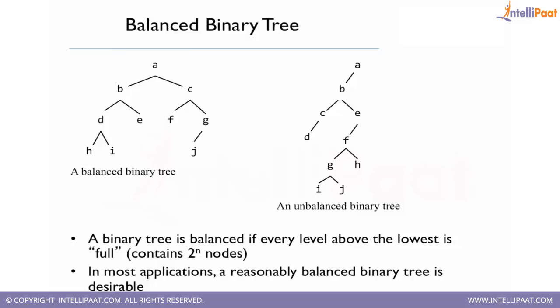Because suppose every node is the left child, every node is at the left of the tree, then it becomes a list kind of structure. It will not become a tree kind of structure. So to take more advantage of a binary tree, make sure that your binary tree is balanced.